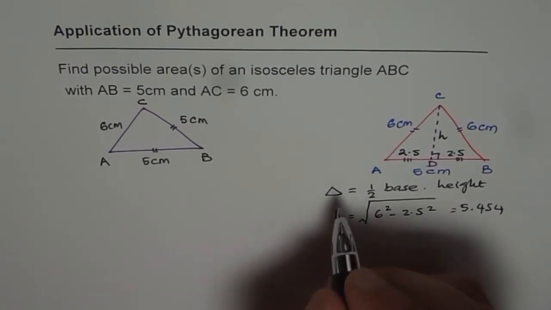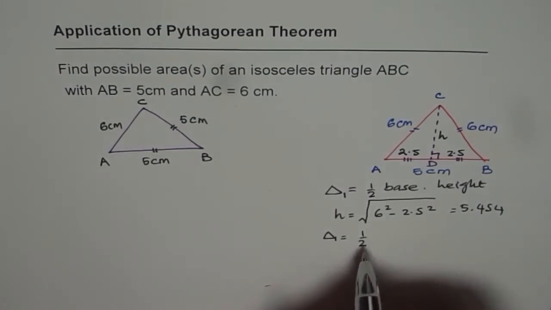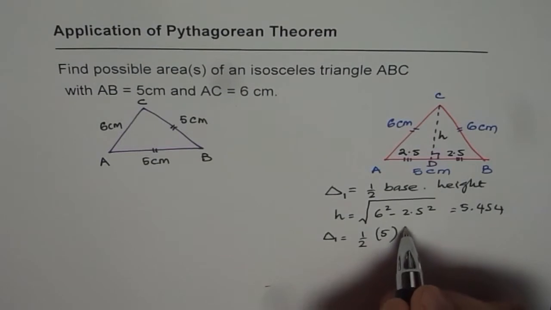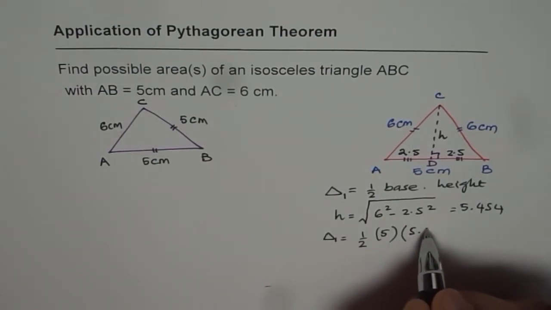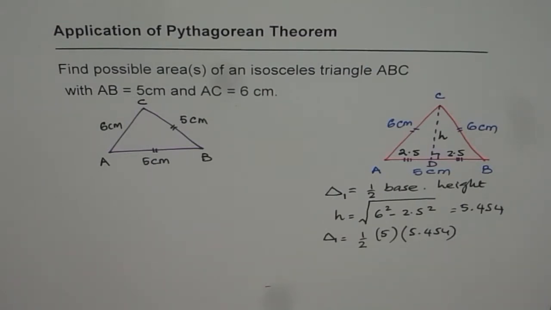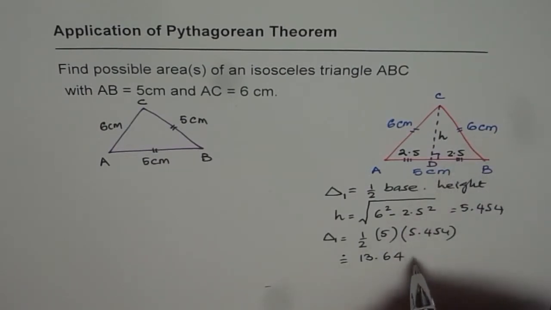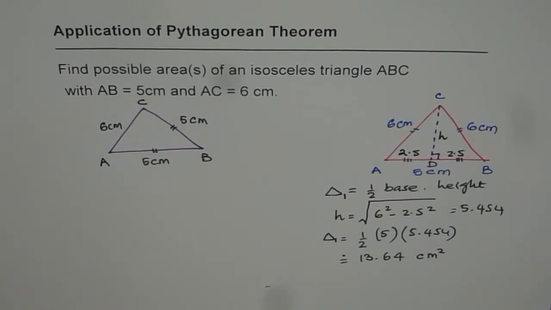Now the area of this triangle, let's say area of triangle 1. So area of triangle 1 equals half times base, which is 5, let me write it in brackets, times height of 5.454. So when we multiply all this and divide by 2, we get our answer as 13.635, which I can write as 13.64 approximately. Units are centimeters squared. So that is how we can find one of the areas of the triangle.